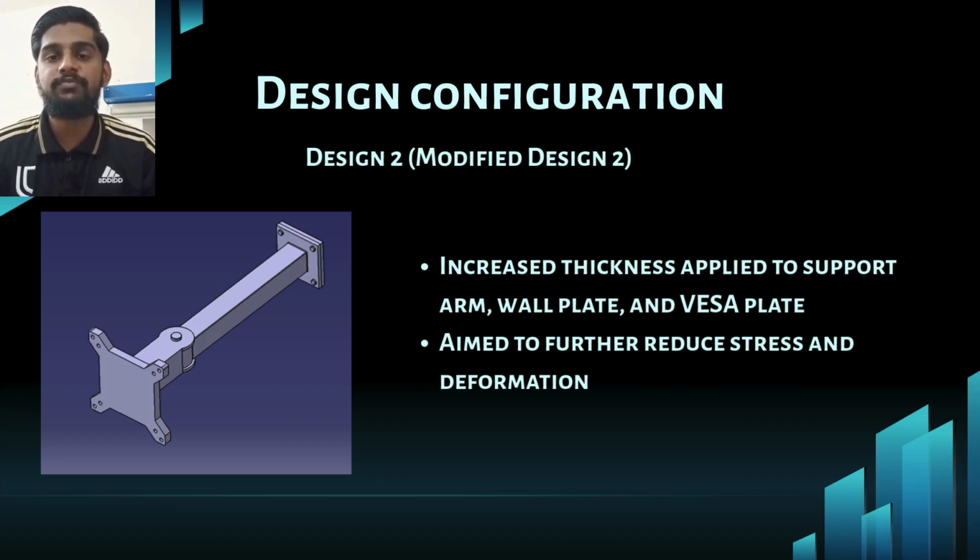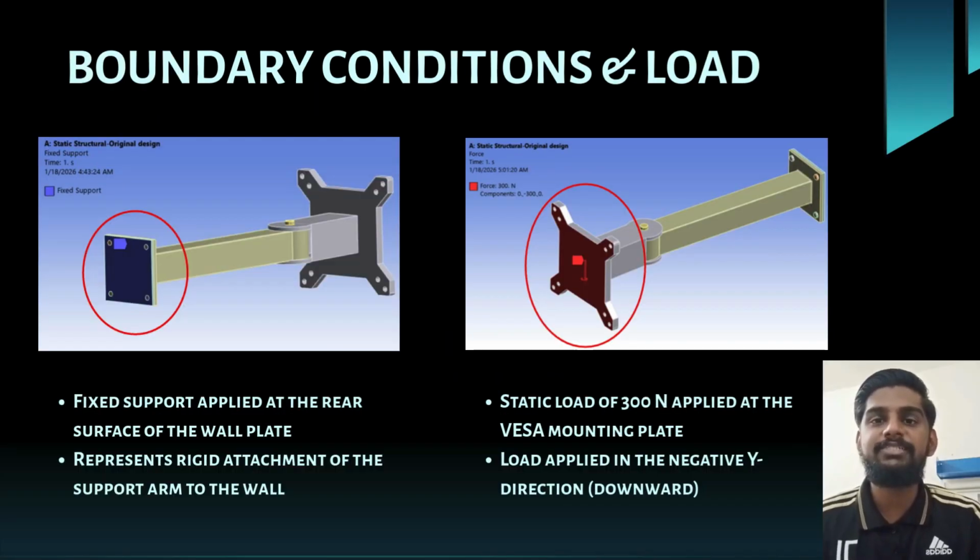All three designs were analyzed under the same material properties, boundary conditions, and loading conditions to ensure a fair and meaningful comparison. Let's go into the boundary conditions and loading applied in the analysis. The images show the location of boundary conditions and loading. A fixed support was applied at the wall mounting plate to represent rigid attachment of the monitor support arm to the wall.